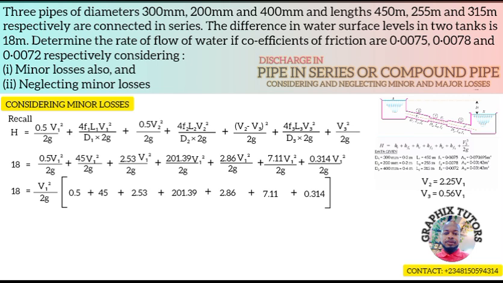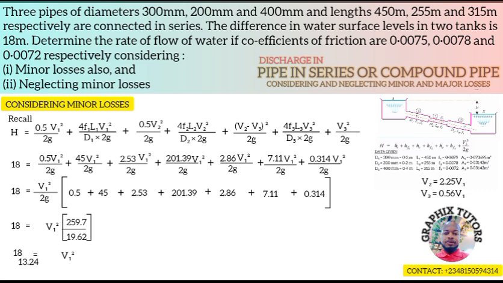Now when you add everything together, you see that 18 is equal to V1 squared over 2G in bracket 259.7. Now 18 will be equal to V1 squared divided by, we know that G is 9.81, so 2 times 9.81 will give us 19.62. And 259.7 divided by 19.62 is going to give us 13.24 V1 squared altogether. So 18 is equal to 13.24 V1 squared.